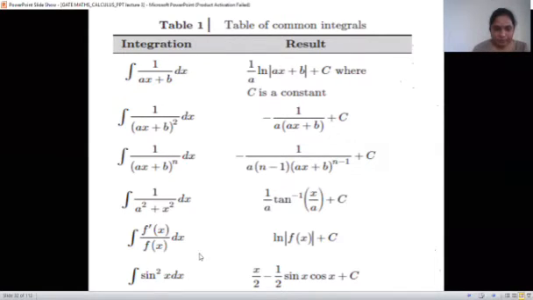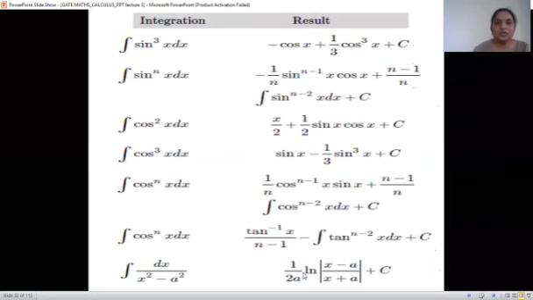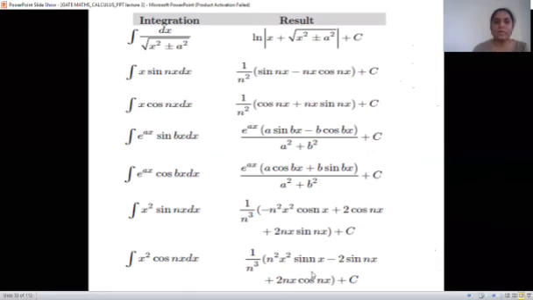So this will be second, the next one: integration of f dash upon f of x. We know it is ln of f of x. Next, more important is this formula: integration dx upon x square minus a square. It is 1 upon 2a ln of x minus a upon x plus a. I'm just showing you the important ones. Later I'll send you the PPT. You can check all the formulas.